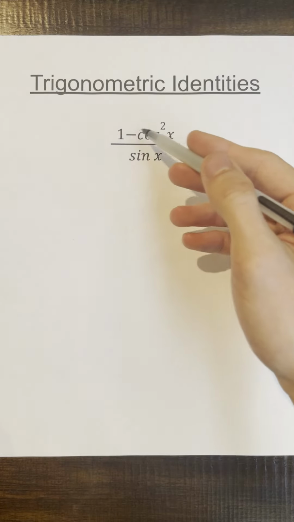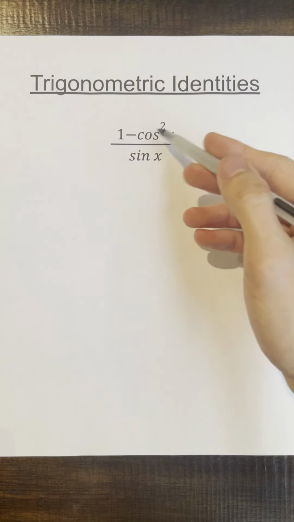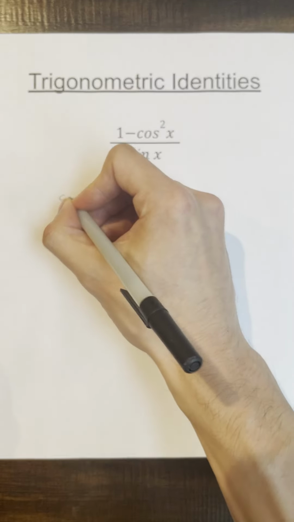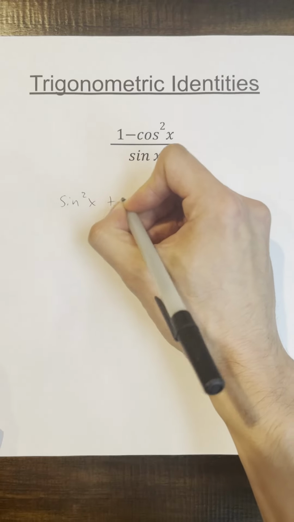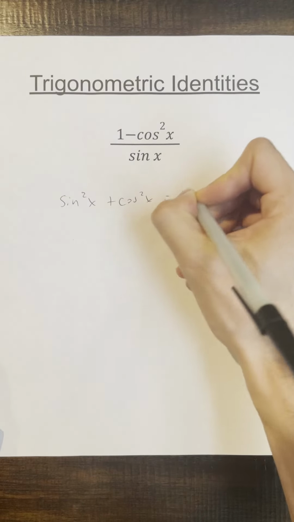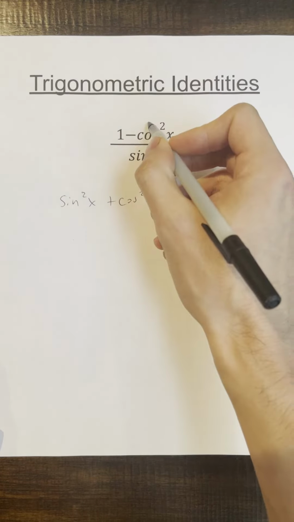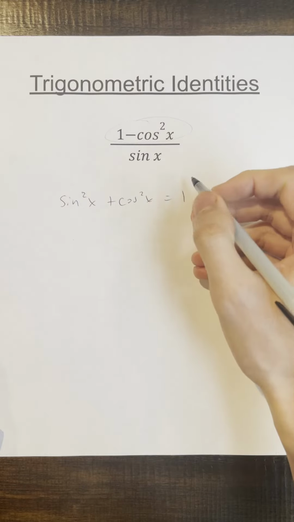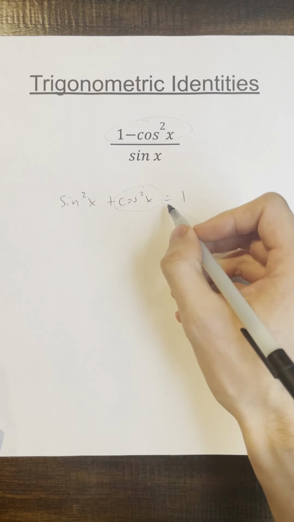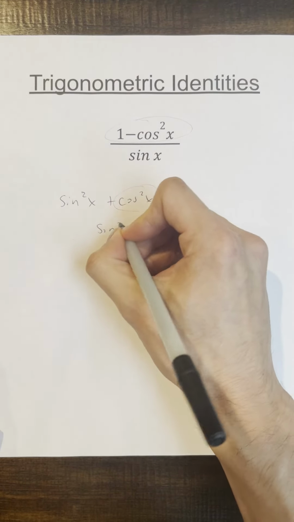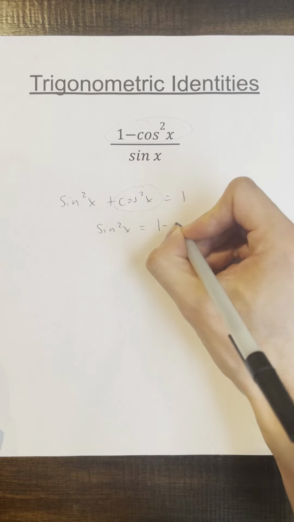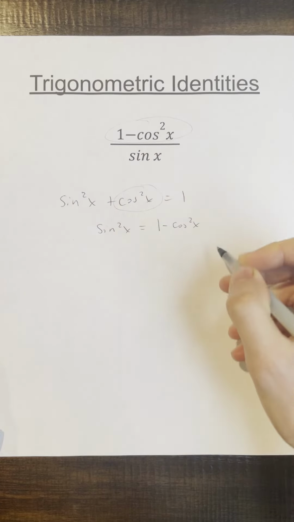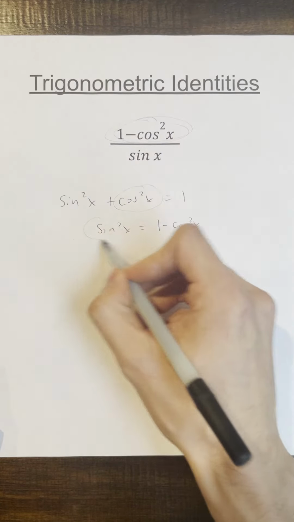If you see 1 minus cosine squared x or 1 minus sine squared x, you need to remember this identity. Sine squared x plus cosine squared x equals 1. To create 1 minus cosine squared x, I can subtract cosine squared x from both sides of this equation. So sine squared x equals 1 minus cosine squared x. So I can just change this to this.